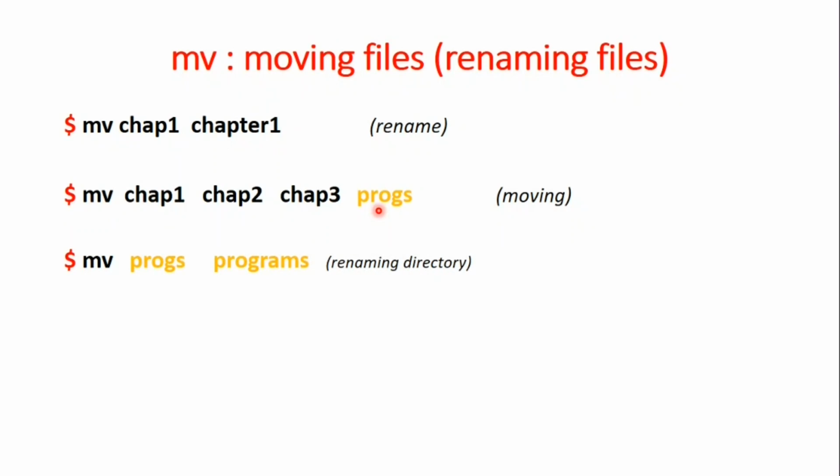It is also possible to rename an entire directory by specifying a directory as an argument to mv. So if I specify procs, which happens to be the directory name, in this case the directory name procs will be renamed to programs.